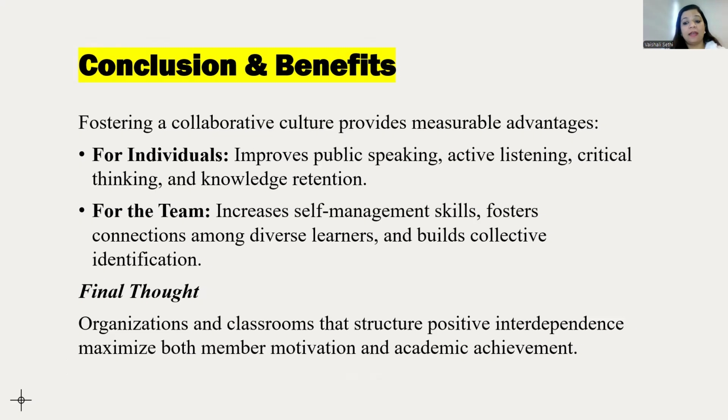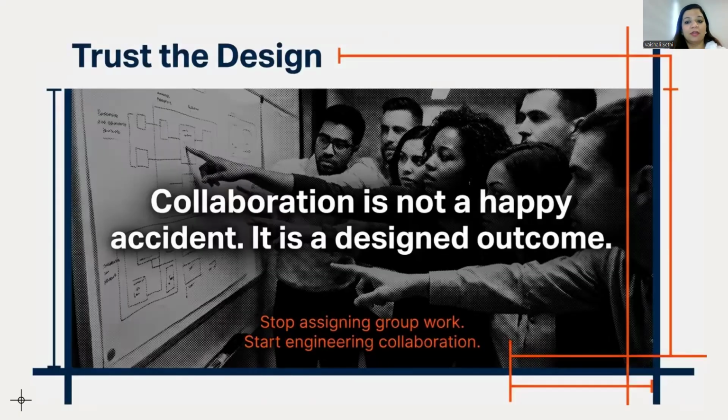And my final thought is that when we structure positive interdependence so that students genuinely need each other, we increase both motivation and academic achievement. So, that's the main message I want to leave with you. And yes, to close, again, I just want to leave this reminder that collaboration is not a happy accident, it is a designed outcome. So instead of simply assigning group work and hoping it goes well, we have to engineer collaboration by designing the conditions that we discussed today, right?